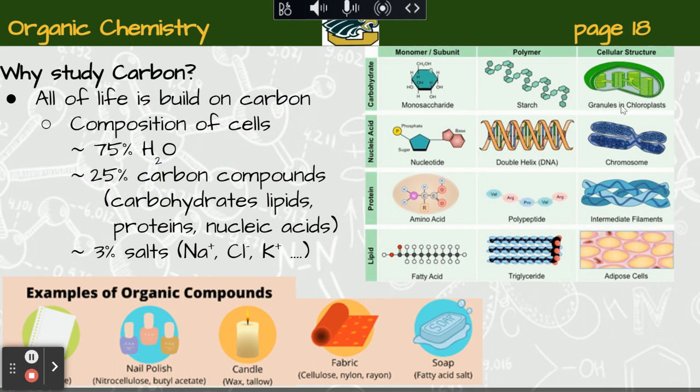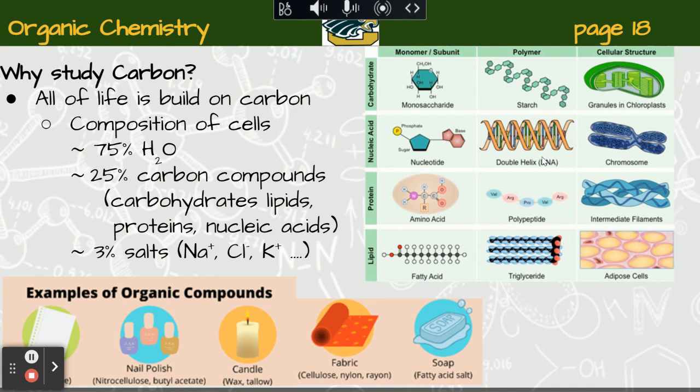In a cell, you might see granules and chloroplasts. If you go back to what those are made of, they're starch, and you can see each of these little starch components. And if you look at a single one, it's called a monosaccharide. And this is a carbon, carbon, carbon, carbon, carbon. It's a carbon ring with hydrogen and oxygen coming off of it.